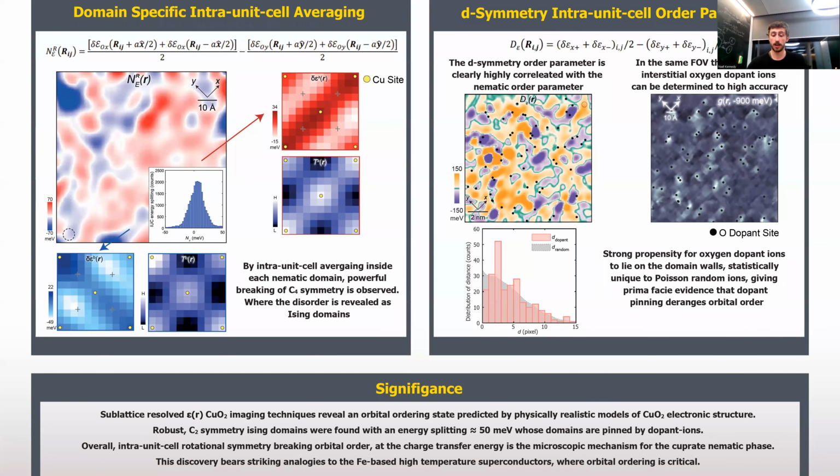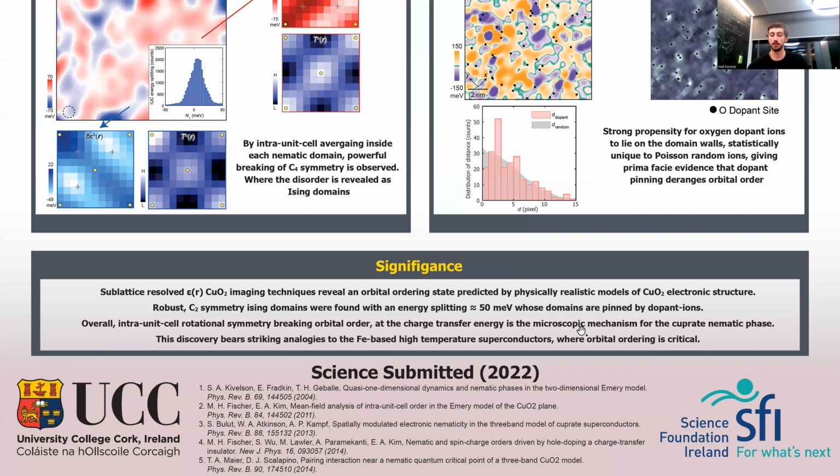So overall, sublattice resolved charge transfer energy imaging reveals intra-unit cell rotational symmetry breaking, and therefore orbital order at the charge transfer energy. And this discovery has a striking analogy to the iron-based high-temperature superconductors, where orbital ordering is crucial to the superconducting state.